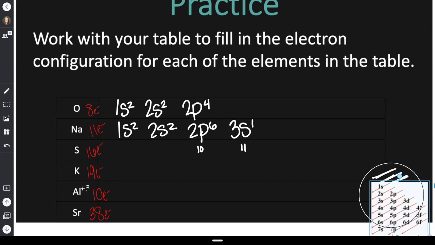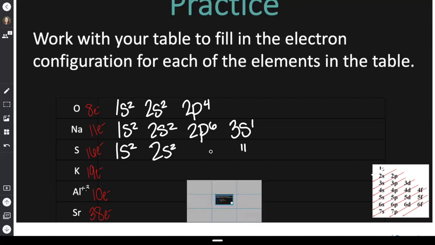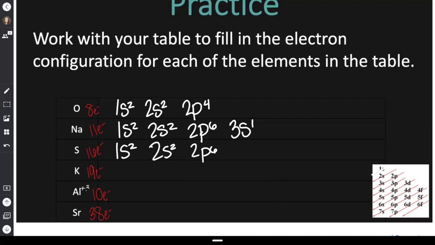All right, let's take a look at sulfur. All right, sulfur has 16. Again, starting at 1s2, 2s2, 2p6, 3s2. So up to here, I've placed 12 electrons. You're adding those exponents. After 3s2, where do I go? 3p6. Well, I only need 4 more, so I've got 3p4. And that gets me to 16.